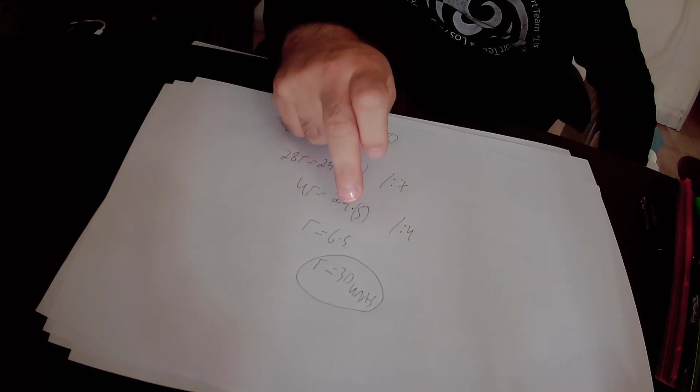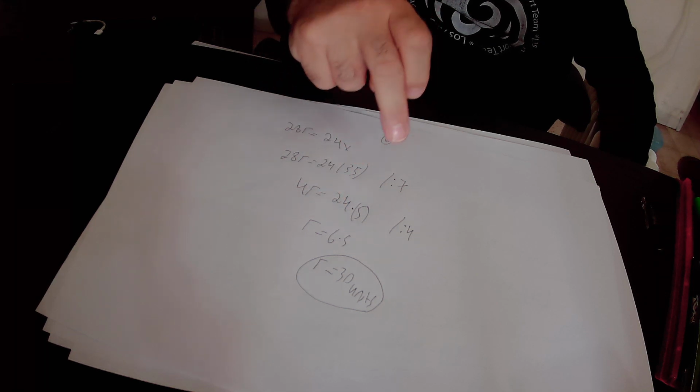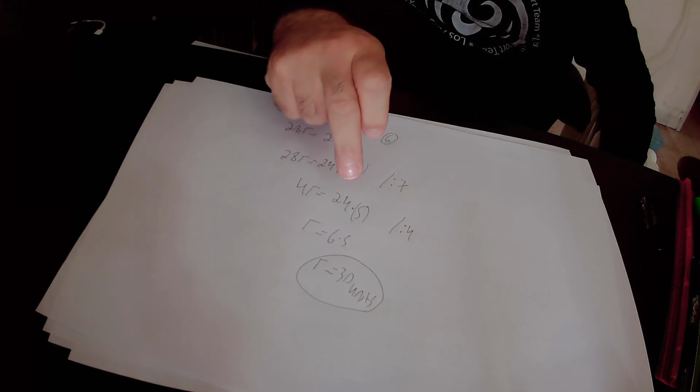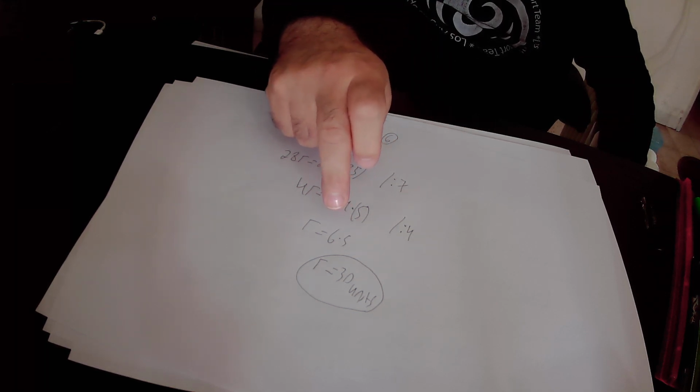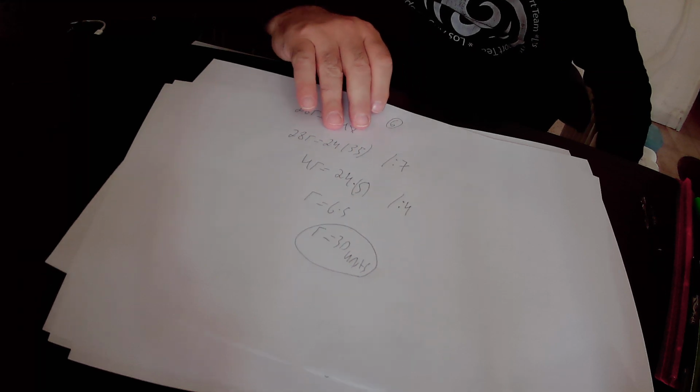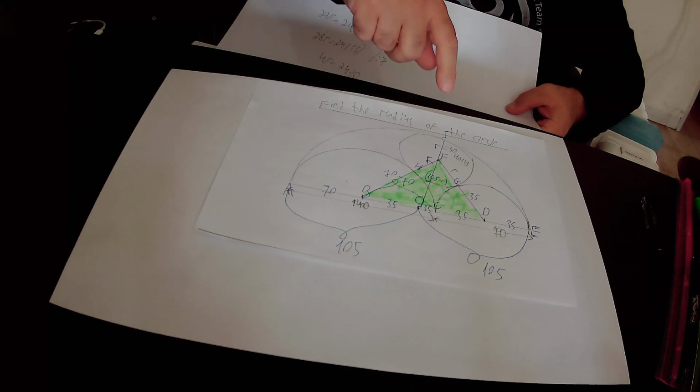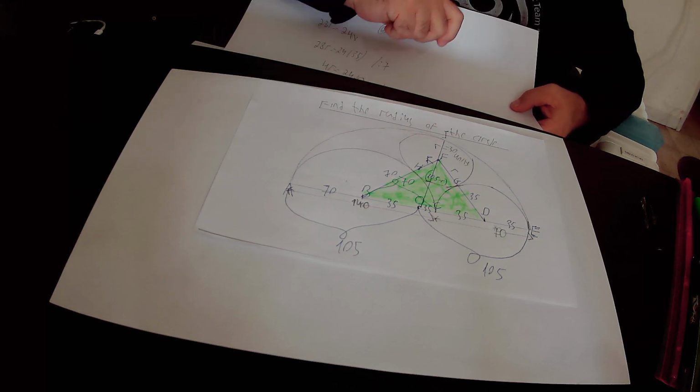6 times 5 is 30, so we found that the radius that we are looking for equals 30 units. Here, the radius of this circle r equals 30 units.